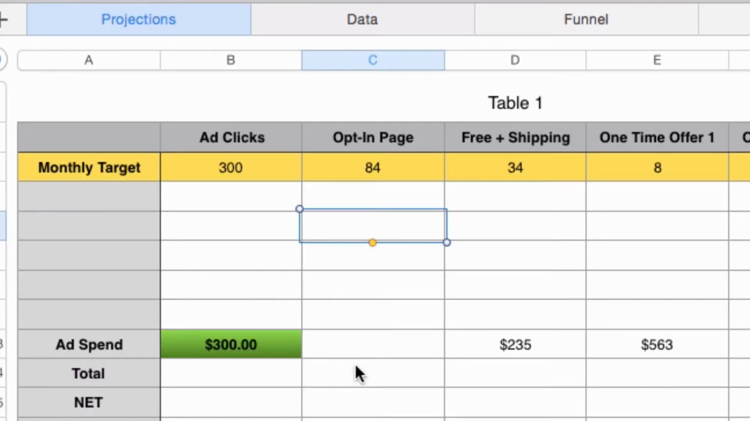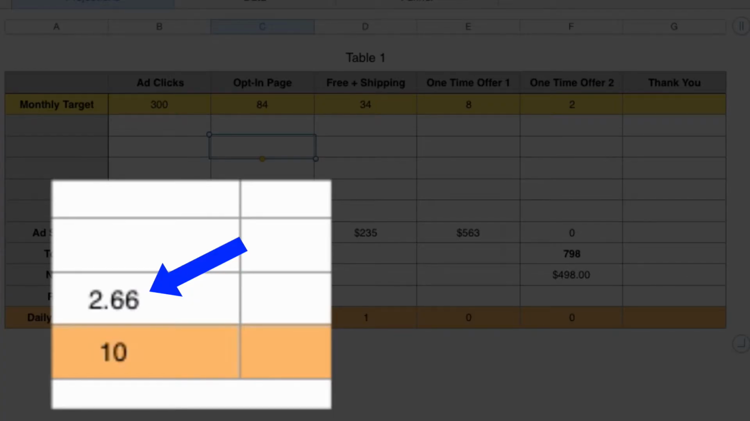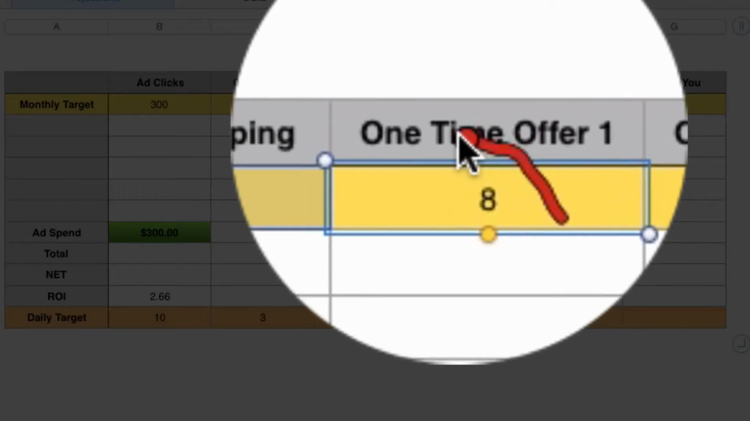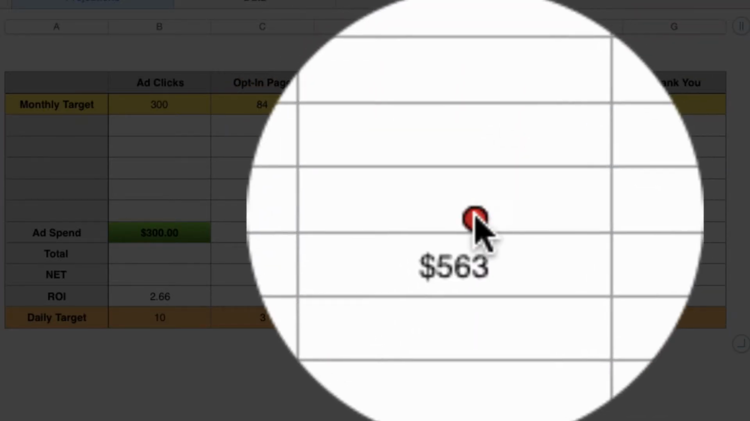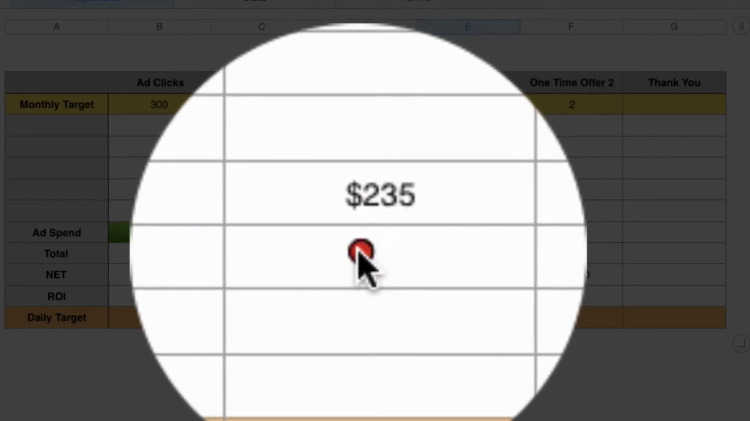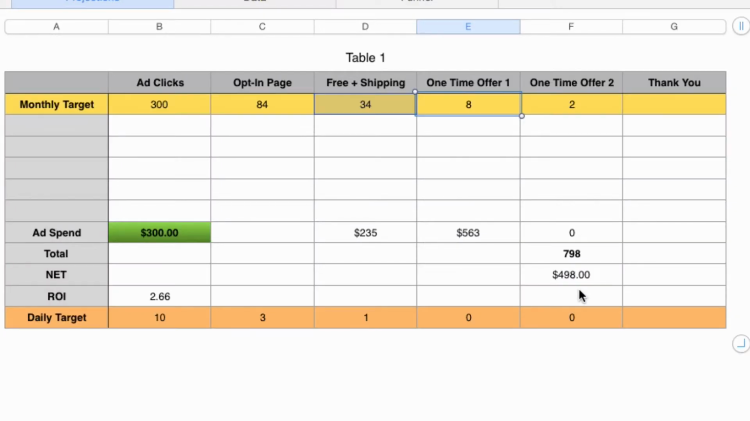So your projections now, based on $10 a day, you're now making 2.6 return on investment. So you spend that same $300, and the same 8 people right here are buying at the $67 mark. You now make $563. Take out the $235 and the $300, you end up with $498. Who wouldn't want to spend $300 to make $500 and walk away with that much money at the end of the day? That's not a bad deal.